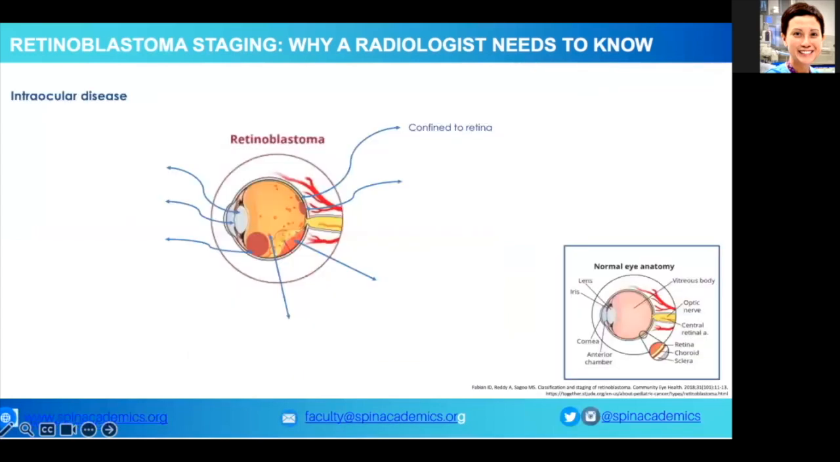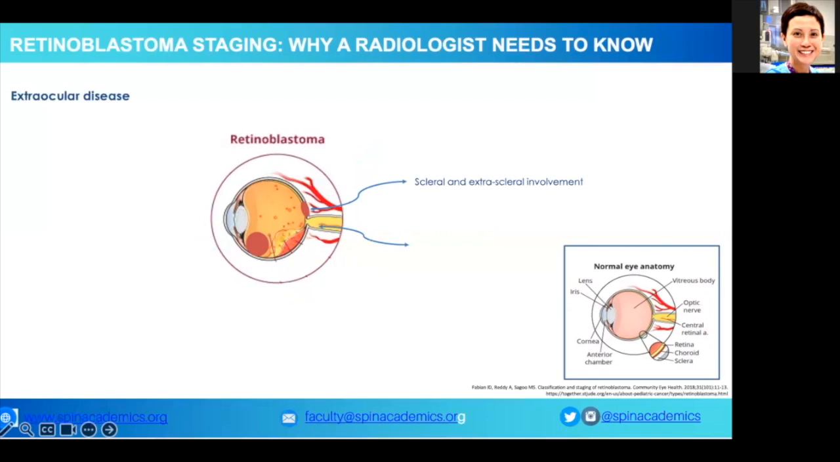In intraocular disease, the smallest intraocular retinoblastomas are well circumscribed and confined to the retina. Larger endophytic tumors are associated with vitreous seeding and exophytic tumors with subretinal seeding. There can be anterior chamber involvement, vitreous hemorrhage, choroid invasion, and lens dislocation. In extraocular disease, there is scleral and extrascleral involvement and optic nerve involvement.